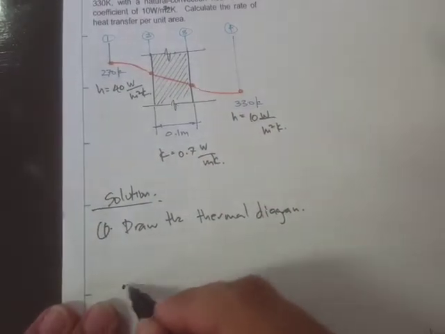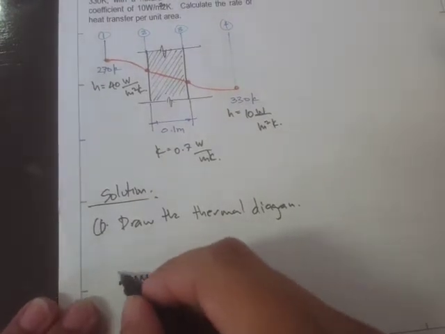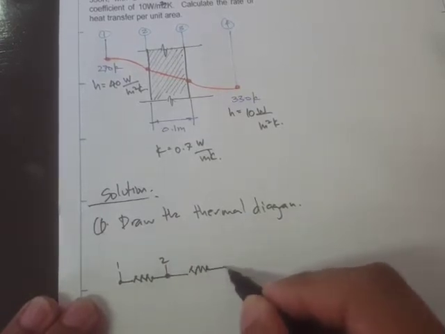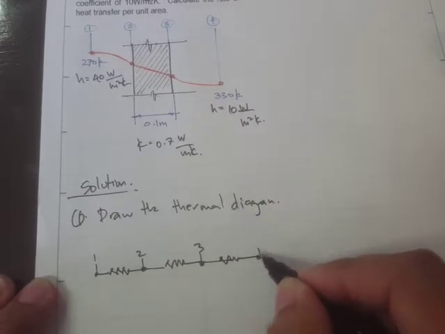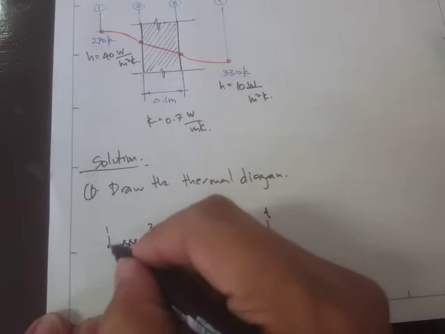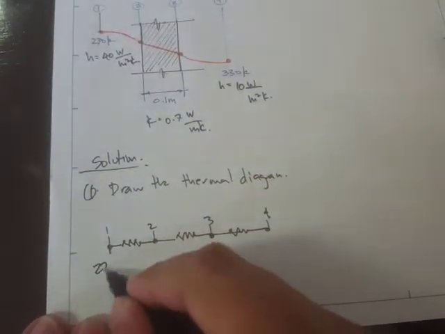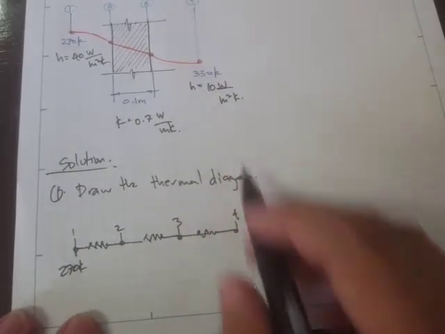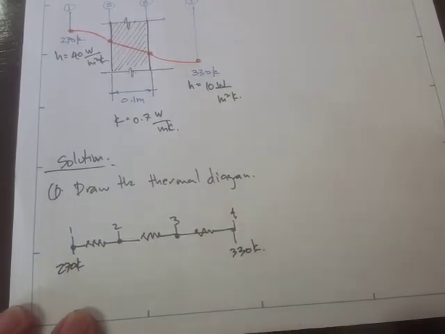Right, so first from point 1 to point 2, that's going to be this resistance. Let's write this is point 1, this is point 2, and from point 2 to point 3, and this one is from point 3 to point 4. So right here it says that we have a temperature already of 270 K, and right here we have a temperature of 330 K.